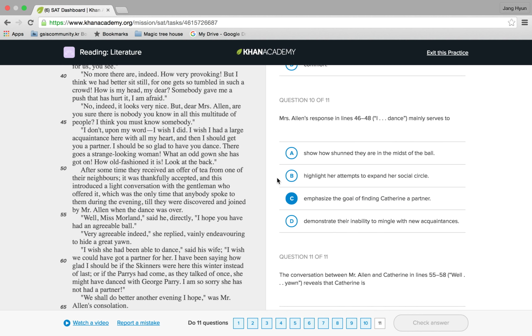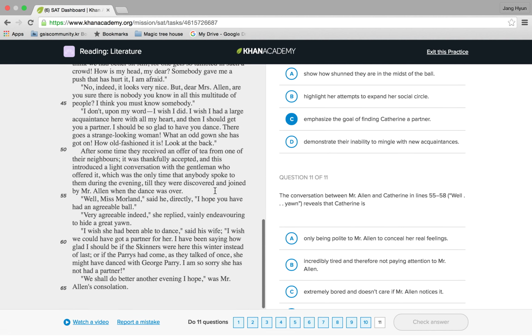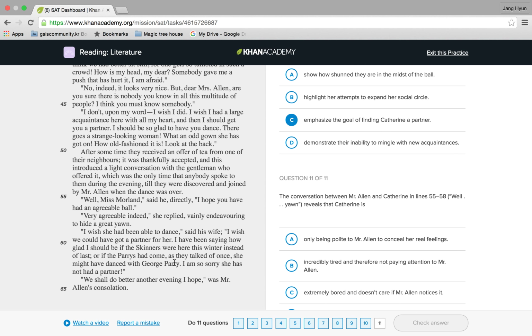Nah. So there we go. She really wants to find Catherine a partner. Like, she says this here too: "I'm so sorry she has not had a partner." So who says this? "I wish she had been able to dance," said his wife. Him is Mr. Allen, so his wife is Mrs. Allen, right? She says this like two times: "I wish she had been able to dance." She really wants to see Catherine dance.